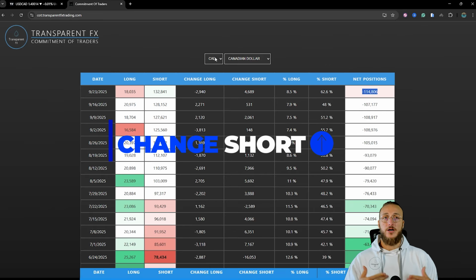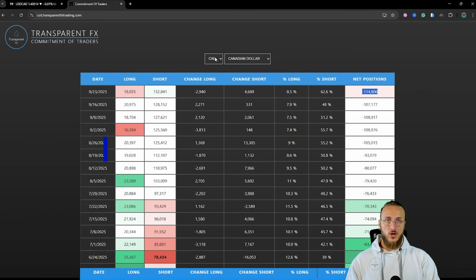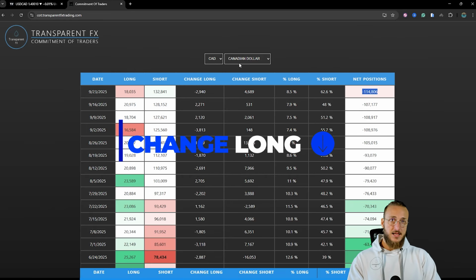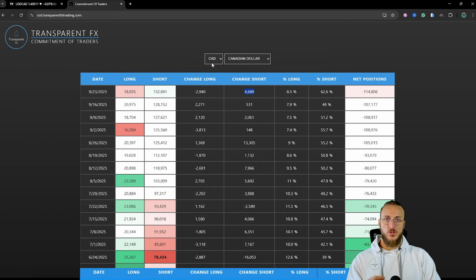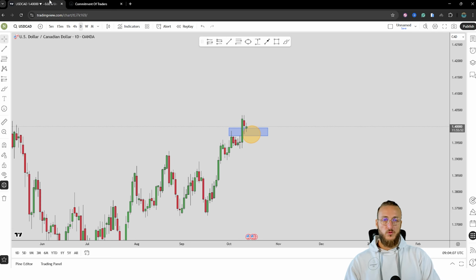Now, if institutions are shorting the CAD, they are longing USDCAD. And that is exactly what they have been doing, adding 4,600 shorts on the CAD and closing 2,900 longs, which means that actually they are longing aggressively USDCAD and closing their shorts on USDCAD. Because again, all currencies on the spot are traded against the USD. So if institutions are shorting the CAD, they are longing USDCAD. So let's keep that in mind and move back to the chart.